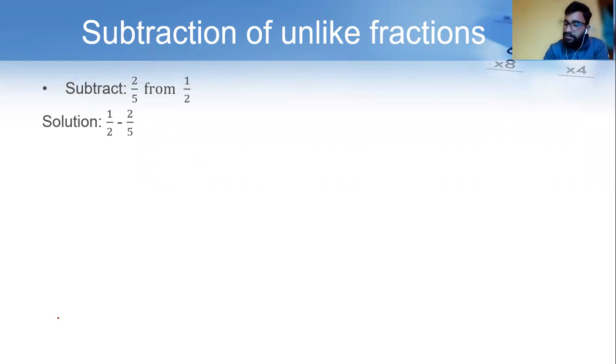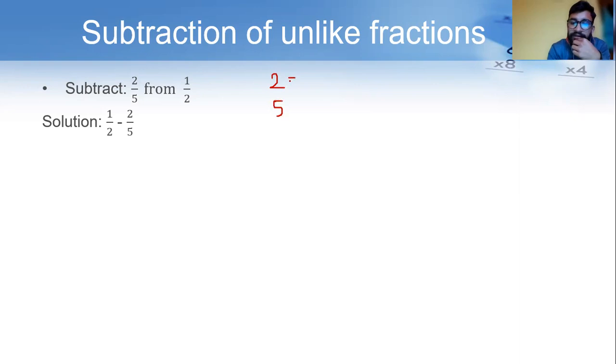So now what is the LCM of 2 and 5? Let's find that. What is the LCM of 2 and 5? 10. Yeah, 10 is the LCM. Write the tables, not the factors. LCM means multiples, right? Table of 2, table of 5, the common one will be the LCM.